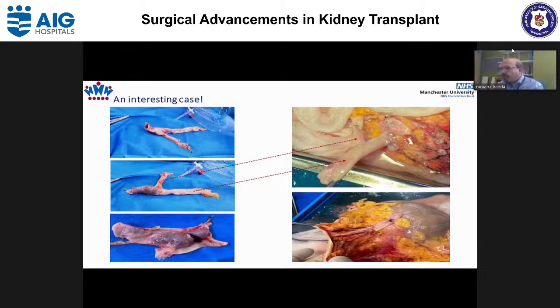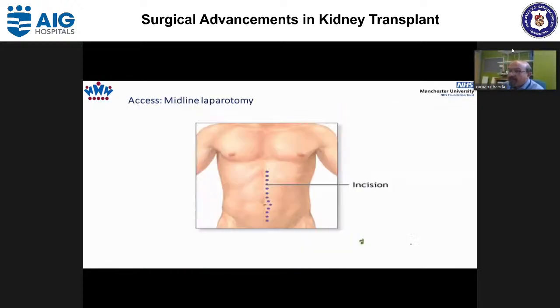So the patient underwent transplant. She went home day 6 with dual graft function. She is very well with normal kidney and graft function.